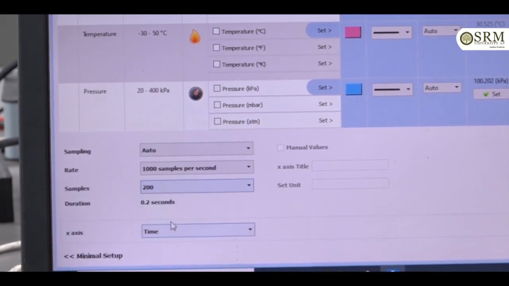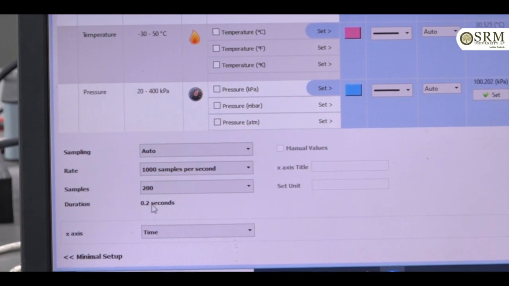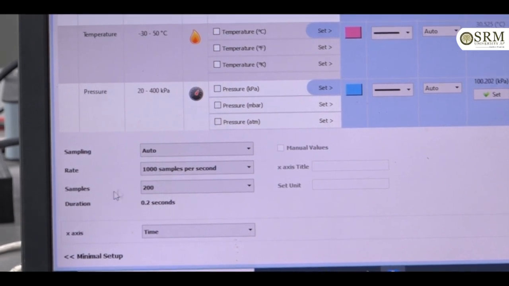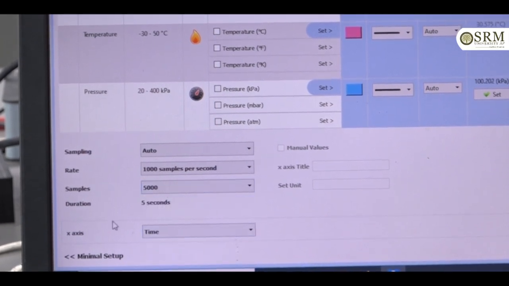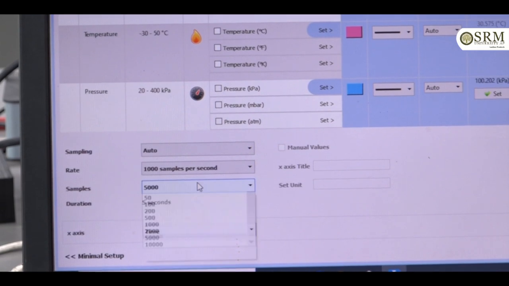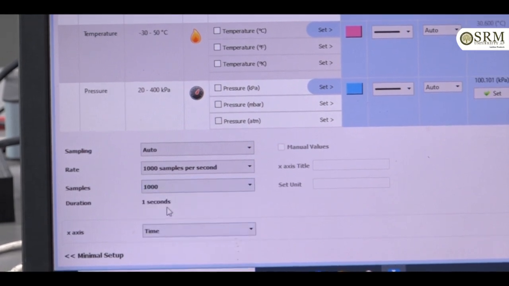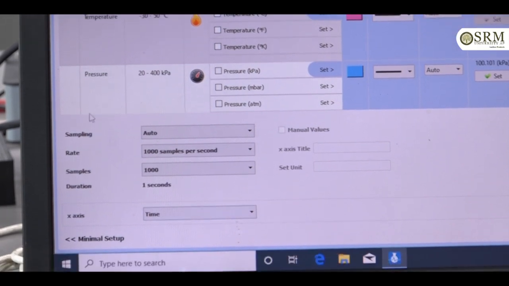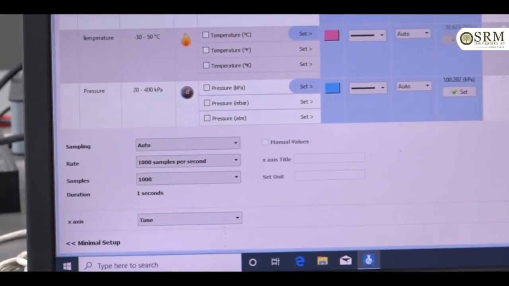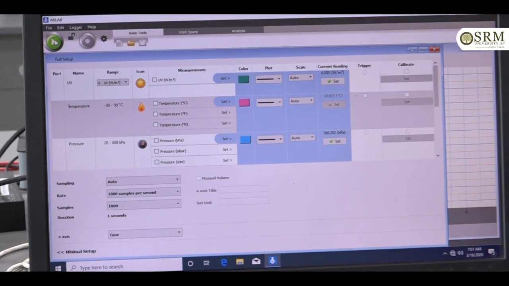Here I took 200 samples, the duration is 0.2 seconds. Here I increased the samples to 5000, the duration is 5 seconds. So, I took 1000 samples, that means 1 second. On the x axis we have taken time. This is the start bar to start the experiment.